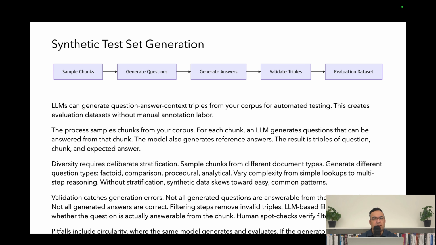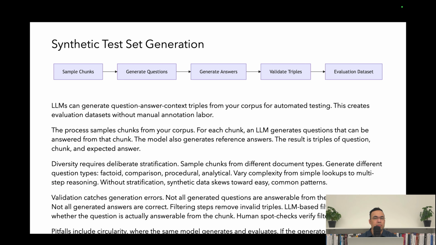Let's talk about generating test data from your corpus using LLMs. The process samples chunks from your corpus. For each chunk, an LLM generates questions that can be answered from the chunk. The model also generates reference answers. The result is triples of the question, chunk, and expected answer.